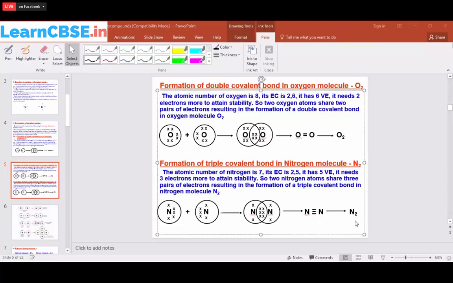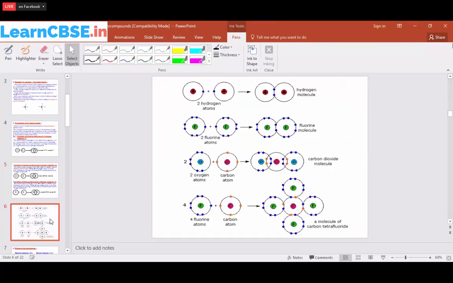So why is it inert? Because we have to supply a lot of energy to break these three bonds. That's why it is inert at room temperature. At high temperature, it starts reacting with other atoms.